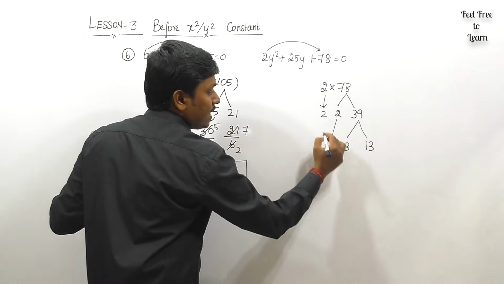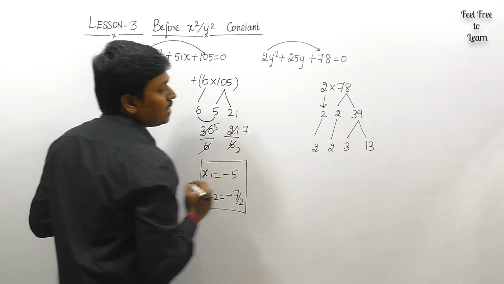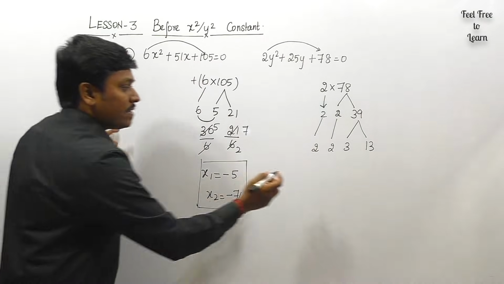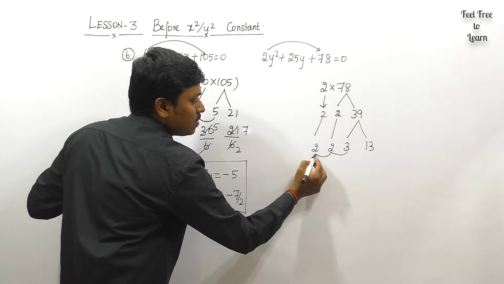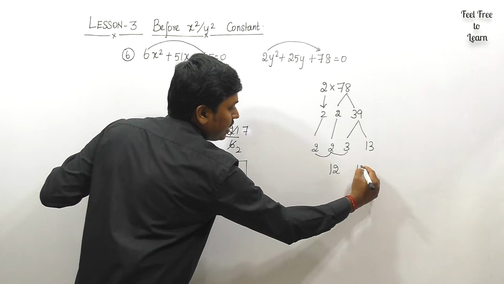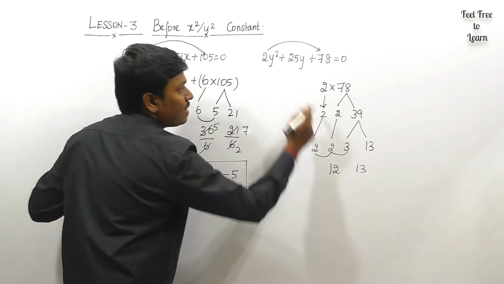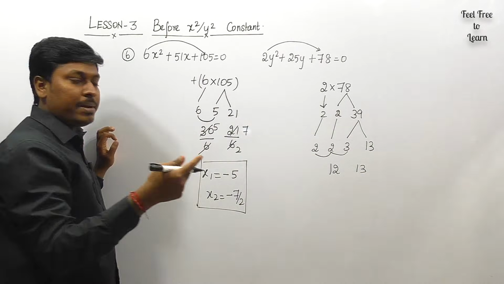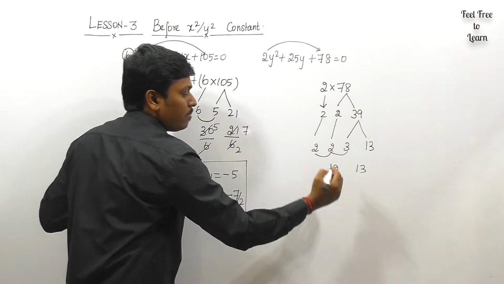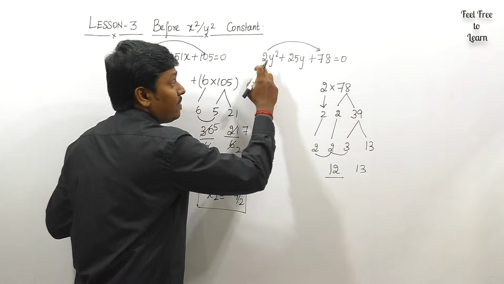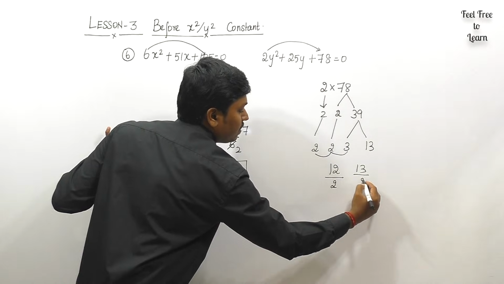So bring this 2 to the next step. Similarly bring this 2 to the next step. So friends, listen here, 3 into 2 will be 6, 6 into 2 will be 12, and here it is 13. So when we add both the numbers, the resultant will be plus 25. When we multiply both the numbers, the resultant will be definitely positive. But before y square we have a constant 2. So divide by 2, divide by 2.